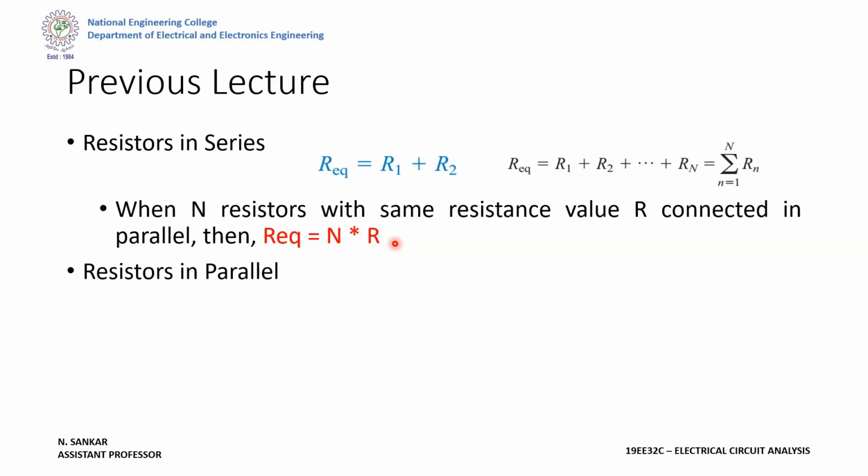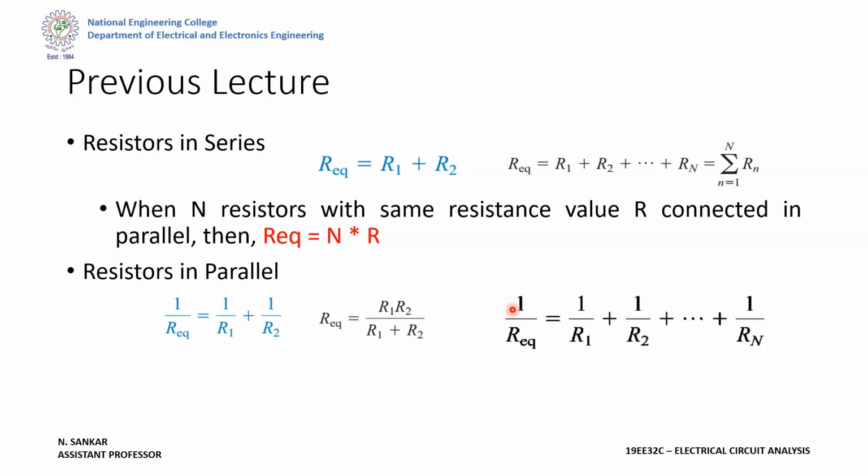Similarly, for resistors in parallel, the R equivalent is nothing but the sum of the reciprocals of the resistors, or for two resistors it is simply the product of the resistors divided by the sum of the resistors. In case of n resistors connected in parallel, your R equivalent will be the reciprocal of the sum of the reciprocals of all the resistors.